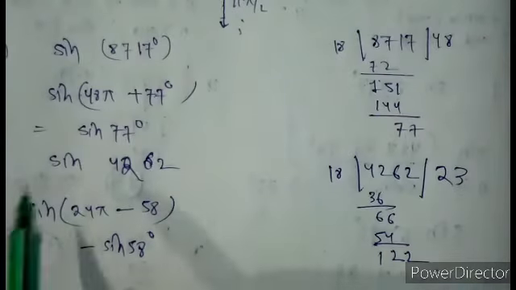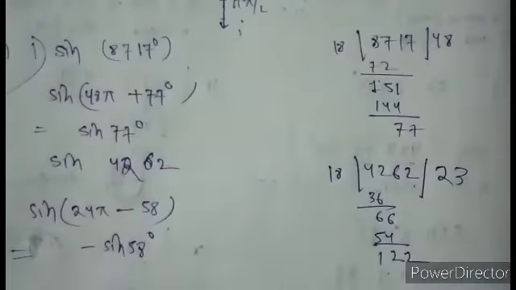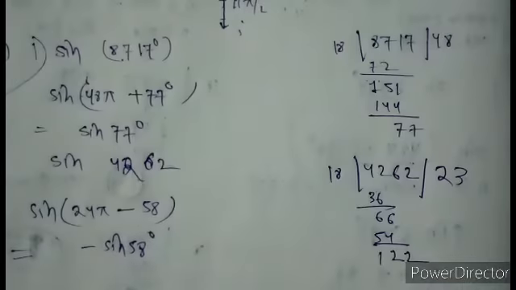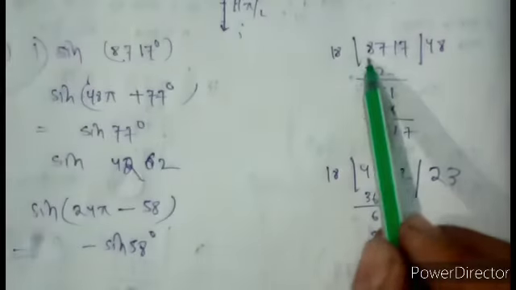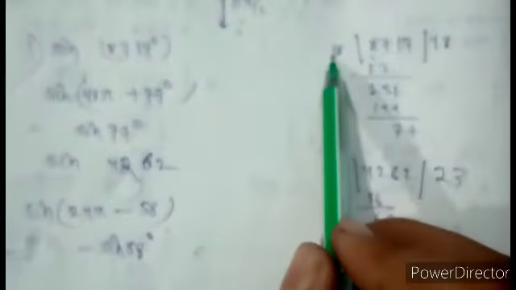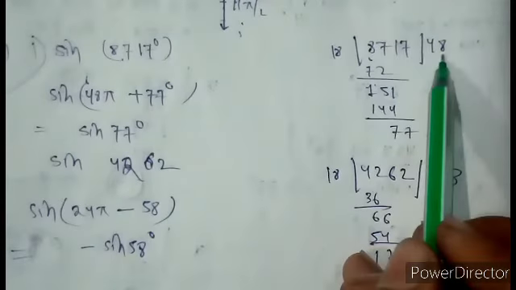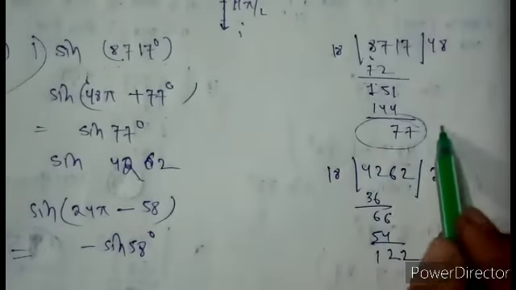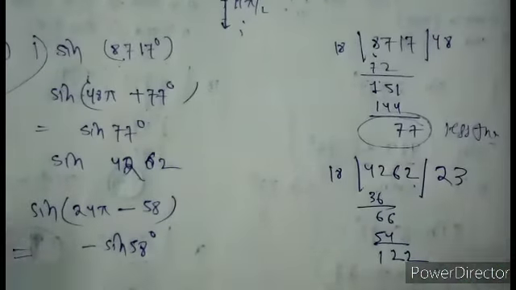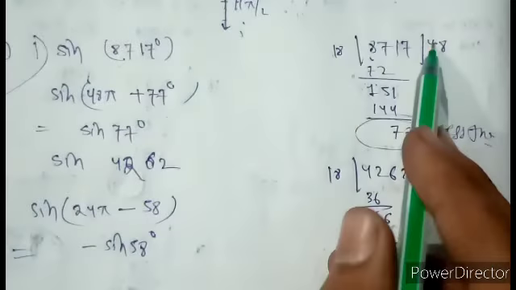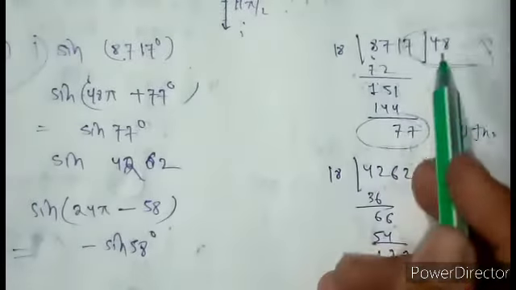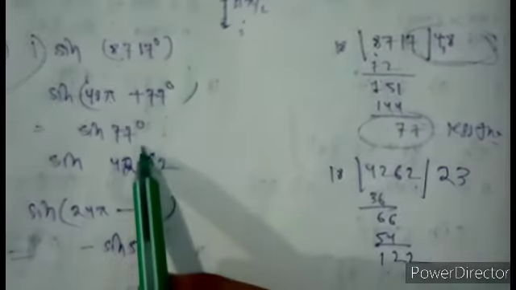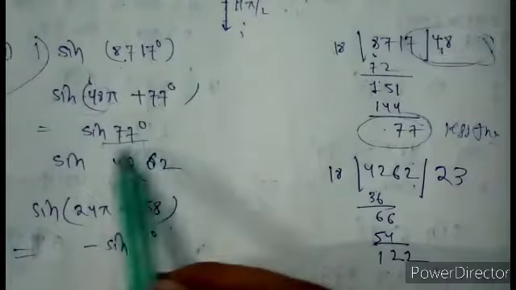Then come to the first question: sin 8717 degree, is it positive or negative? This is the logic: take 8717, divide by 180, the quotient is 48, then the remainder is 77. If it is less than 90 degree, then write 48 pi plus 77. So sin(48 pi plus 77) is equal to, since 48 is even, sin theta is positive.